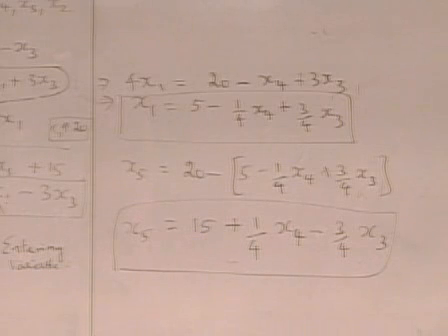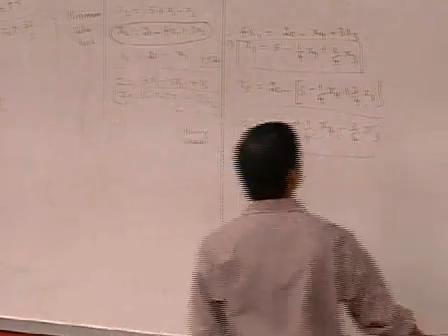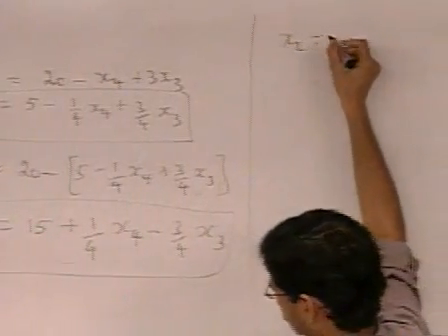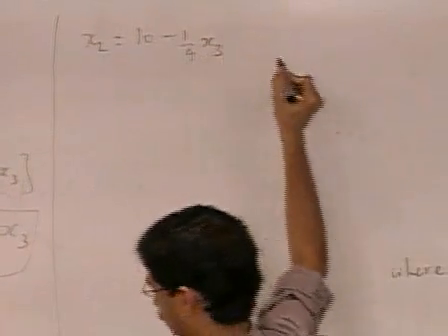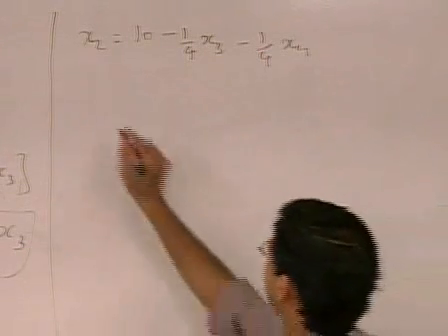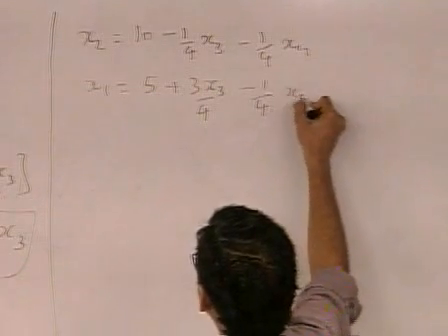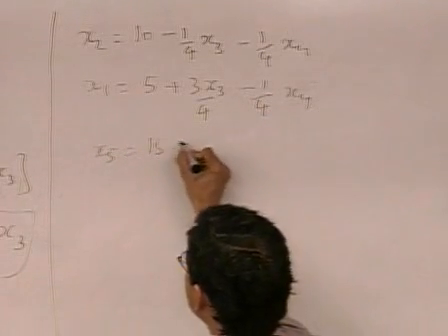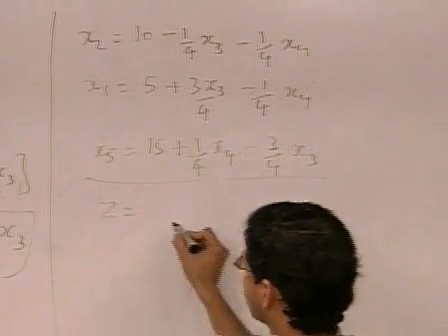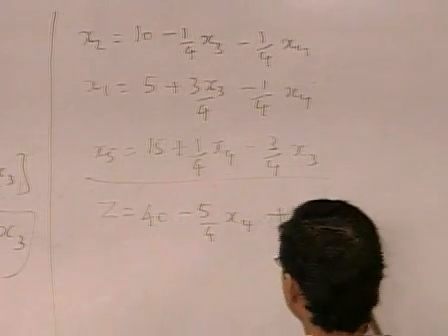Okay. So let me write the new set of equations. After you do all of these calculations, you end up with the following. x2 is 10 minus 1 over 4 x3 minus 1 over 4 x4. x1 is 5 plus 3x3 over 4 minus 1 over 4 x4. x5 is 15 plus this, and z now becomes 40 minus 5 over 4 x4 plus 3 over 4 x3.